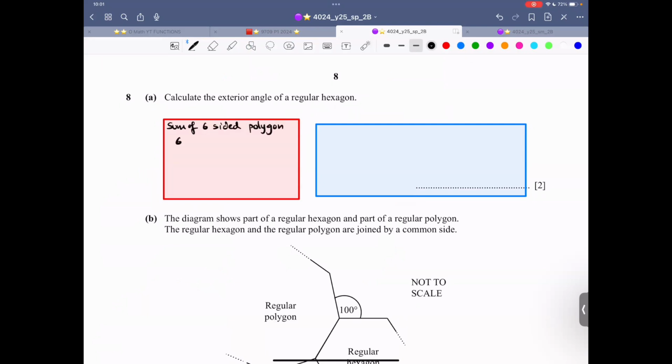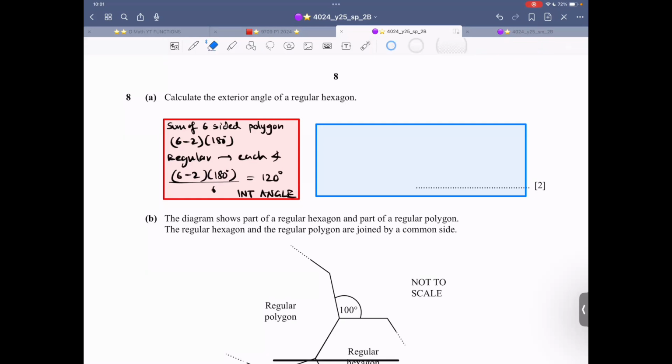So that is (n minus 2) into 180, which is (6 minus 2) into 180. Since it's regular, each angle is (6 minus 2) into 180 degrees divided by the number of sides. So 4 over 6, that's 2/3. 2/3 of 180 is 120 degrees. That's one thing. This is the interior angle.